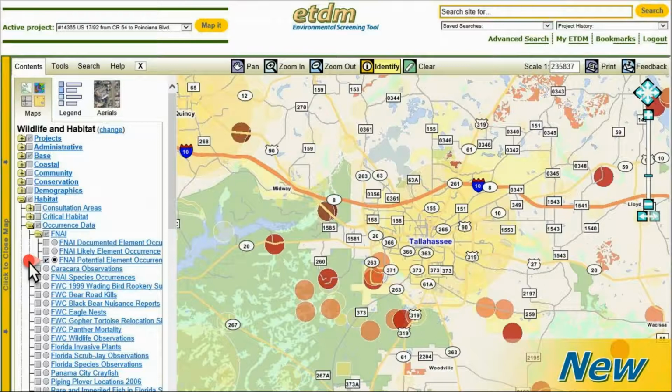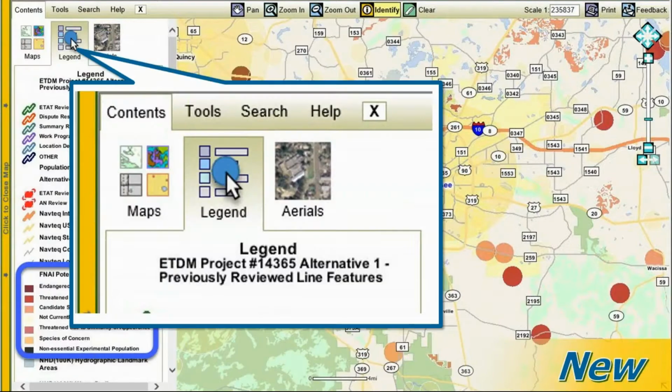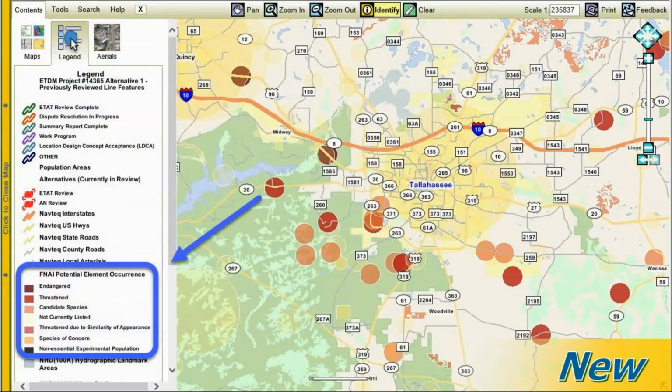And next, we're talking about the FNAI Potential Occurrences, which shows that there's some possibility of occurrence, but there's a high margin of reasonable doubt that the species or whichever element actually occurs there. And we'll talk about this reasonable doubt in the upcoming slides. If we go over to the legend, you can see that the different colors, similar to the old version, correspond with the listing status. Color is not an indication of density.